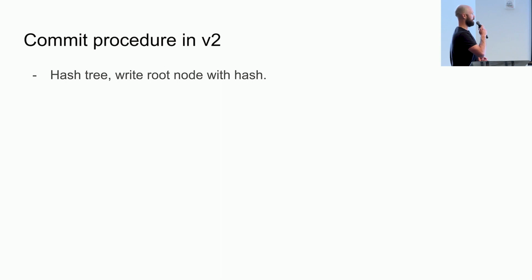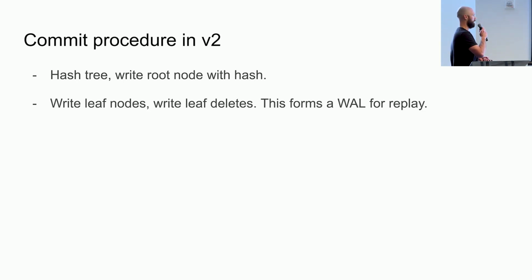So on each commit, what IAVL V2 does is it hashes the tree and writes the root node, so the root hash. Then it only writes the leaf nodes and then leaf deletes, and it does this in order so that you can replay the tree to a given state given the log. So it's a write-ahead log. It's a WAL.